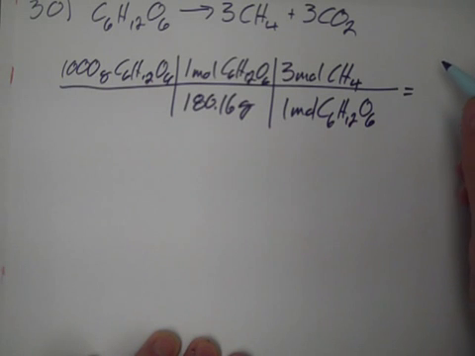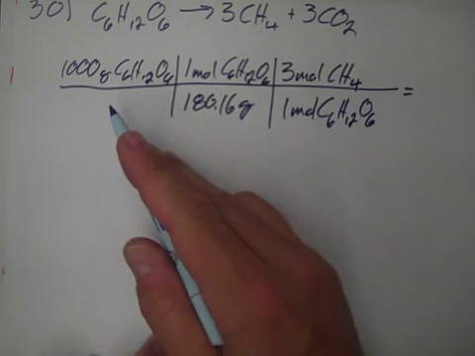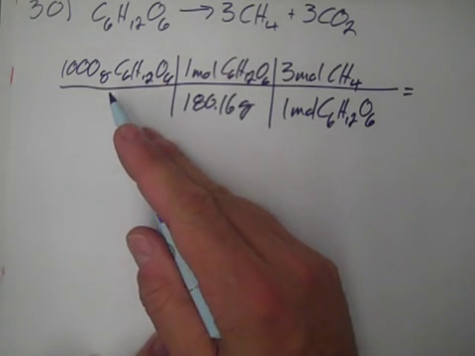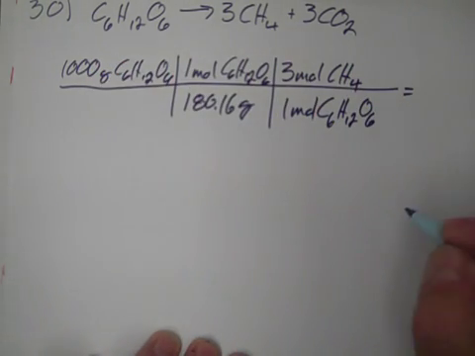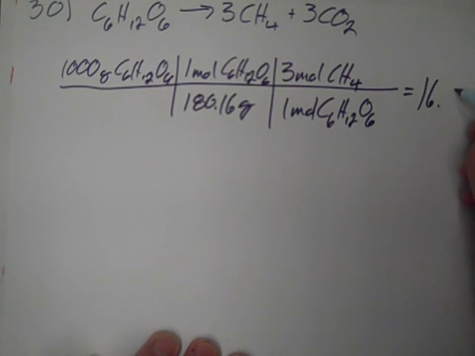So when 1 kilogram of sugar is digested using this reaction, we end up with 16.7 moles of methane, CH4.